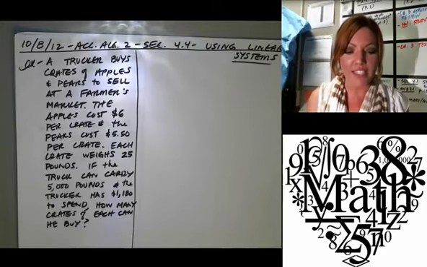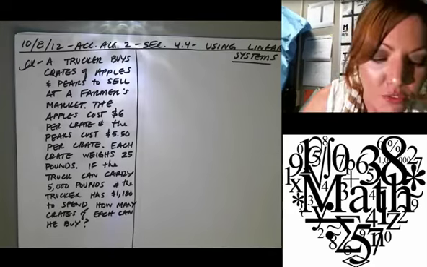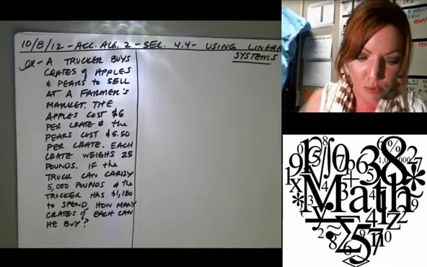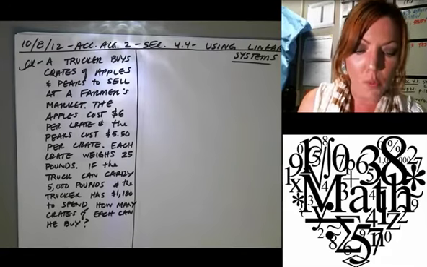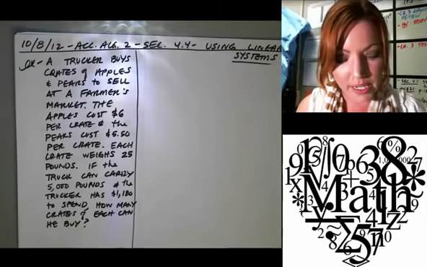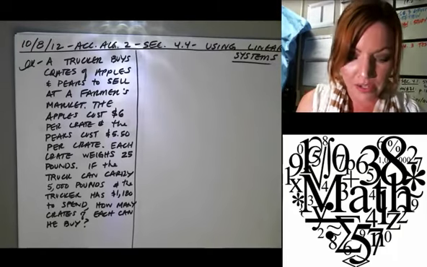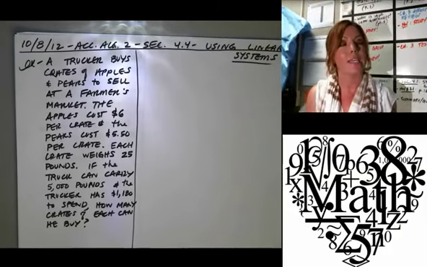A trucker buys crates of apples and pears to sell at a farmer's market. The apples cost $6 per crate, and the pears cost $5.50 per crate. Each crate weighs 25 pounds. If the truck can carry 5,000 pounds and the trucker has $1,180 to spend, how many crates can he buy?